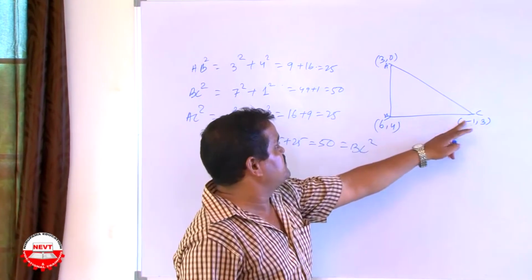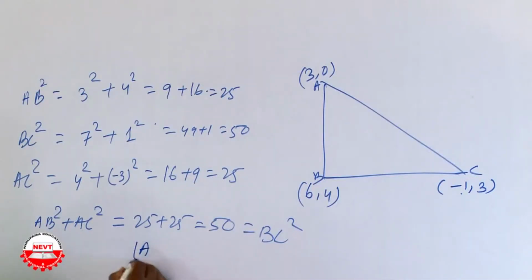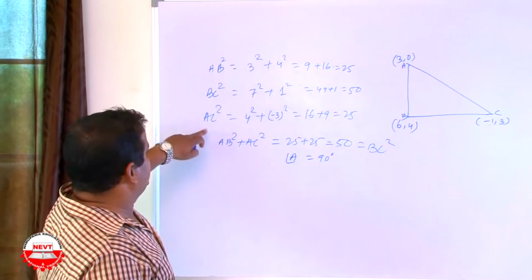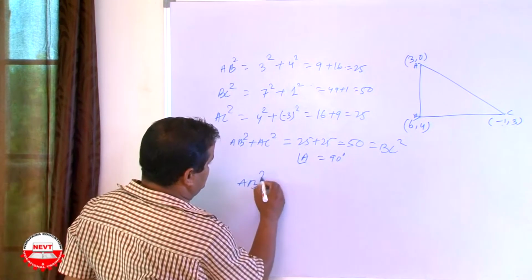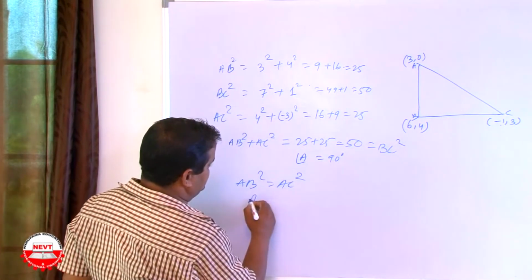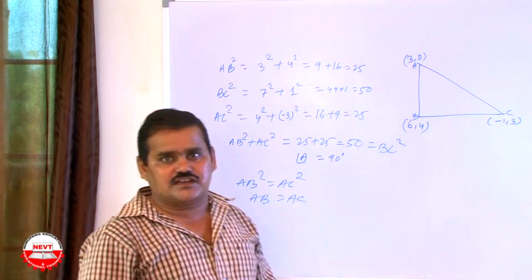BC is hypotenuse means angle A is 90. So angle A is 90 degree. Since AB square is equal to AC square, that means AB is equal to AC. Hence it is a right isosceles triangle.